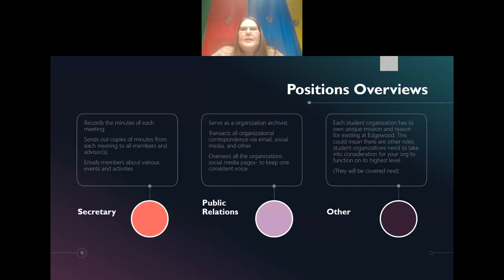And then each student organization has its own unique mission and reason for existing at Edgewood. This could mean that there are other roles student organizations need to take into consideration for their org to function at its highest level. So we're going to go through these next.